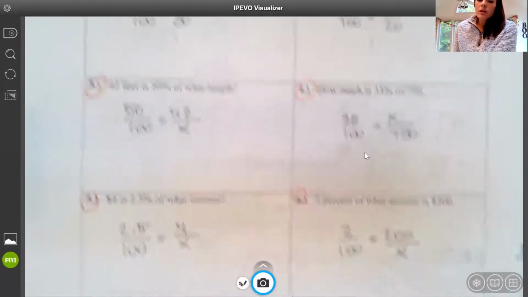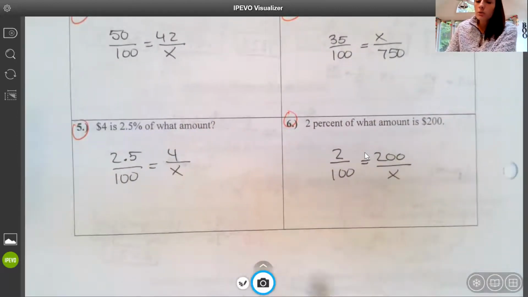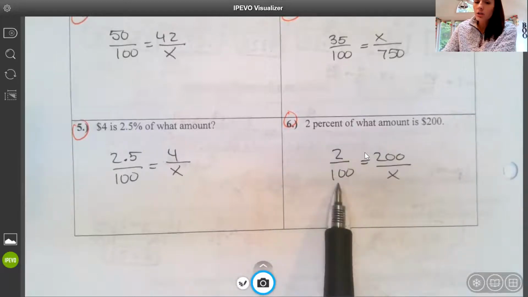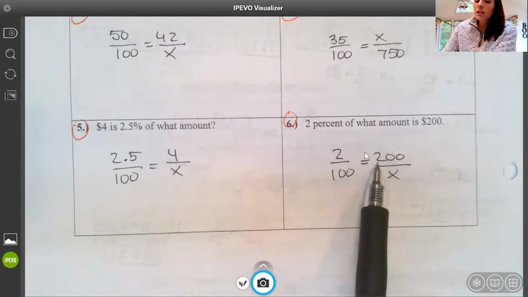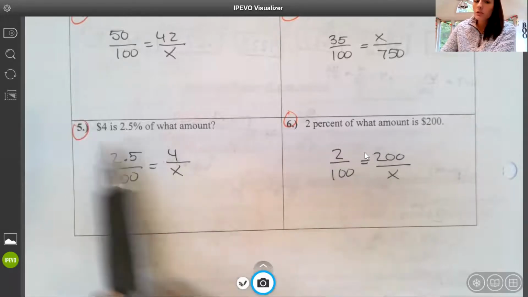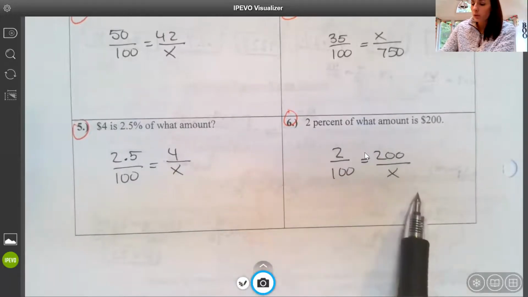The last one was a little bit flipped around. So first it gave me the percent. So 2%, so 2 out of 100, of what amount is 200. So the 200 is 2% of the whole amount that we want to find. Okay, so again, check your setups on the last 4.